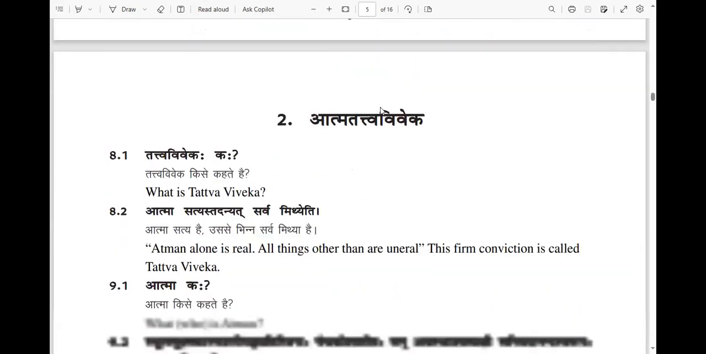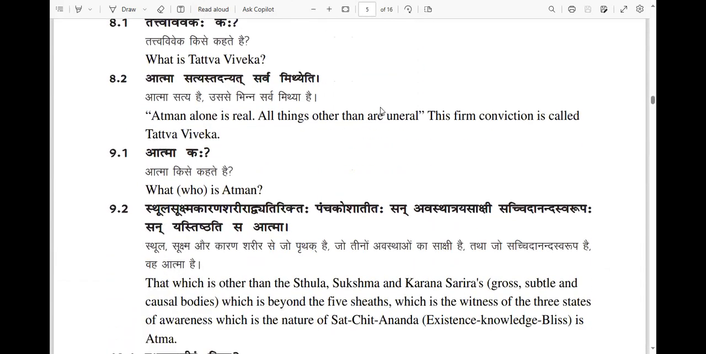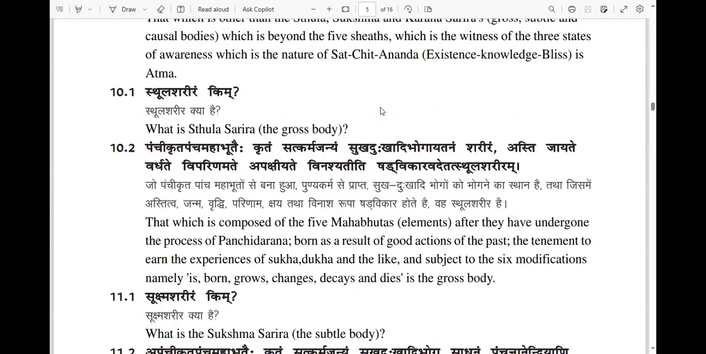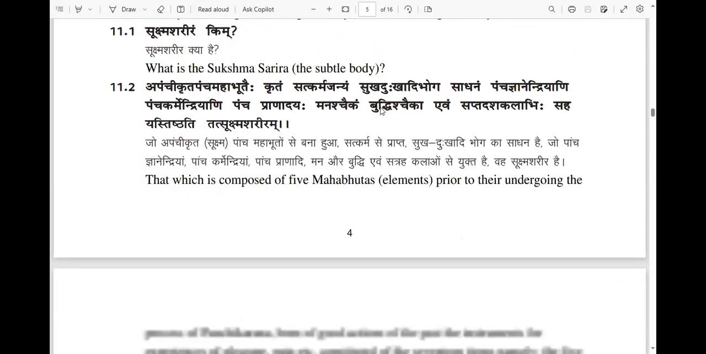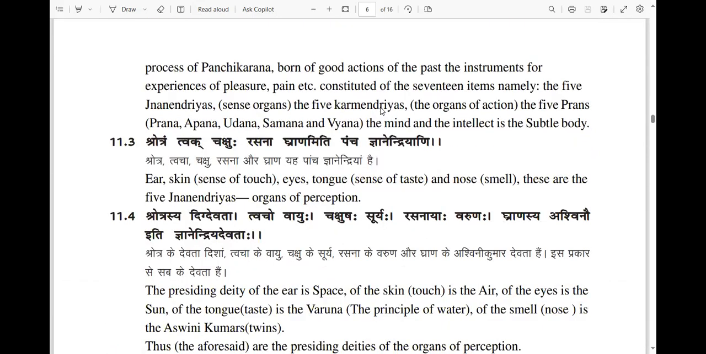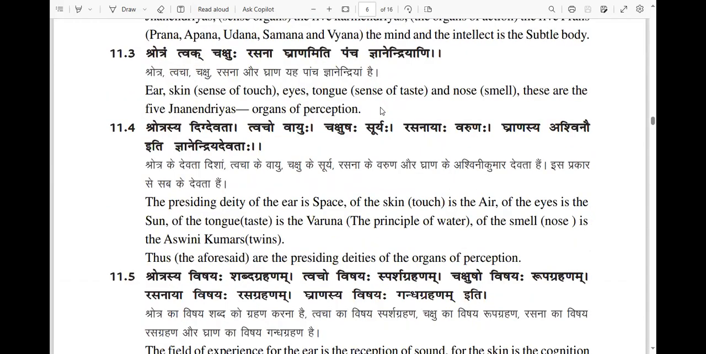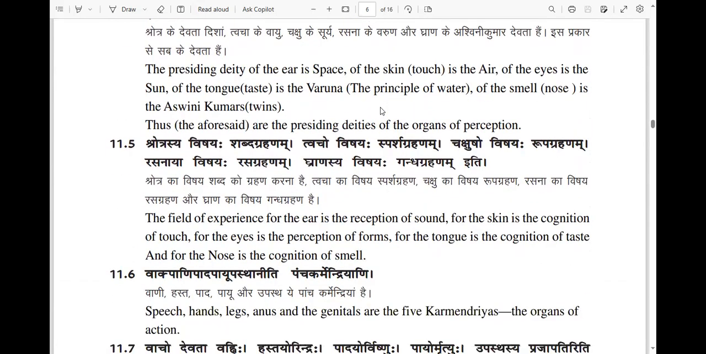So we'll directly come over to the second chapter, where after the definition of Atman, we are studying which is Sthula Sharira and which is Sukshma Sharira. These definitions we have studied in the last class, and after that we proceeded towards the definition of the Gyanendriyas, enumerating the Gyanendriyas. This much we have done from 11 up to 11.5. So today we'll start from 11.6, where the Karmendriyas are depicted. It is here where we'll start today.